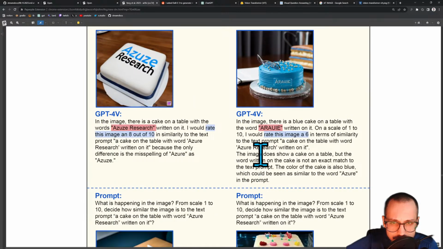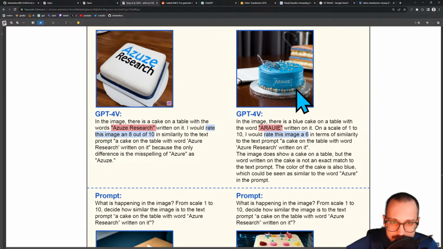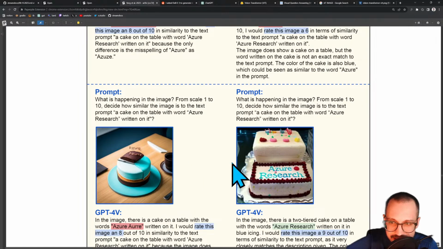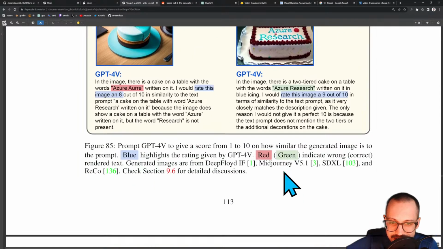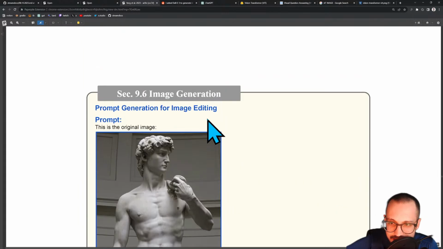See the weird pictures of cakes here. These are generated images. Yeah, I was going to say, these don't look like real cakes. These look like generated cakes. Transform this image into a statue. Okay, so you can literally do that.